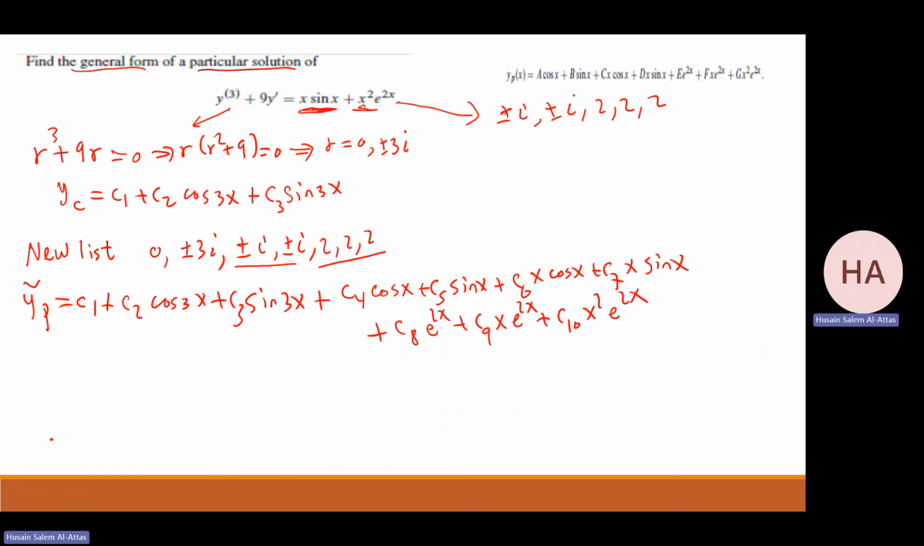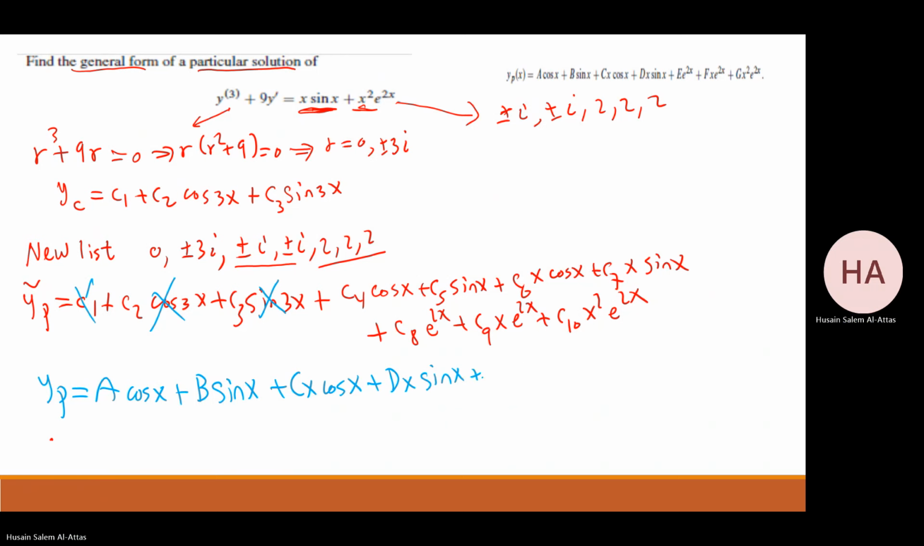Now I cancel yc, which is this. What is my yp? It will be A cosine x plus B sine x plus Cx cosine x plus Dx sine x plus E e to x plus Fx e to x plus Gx squared e to x, which is this one. Yeah, I think the idea is very clear.